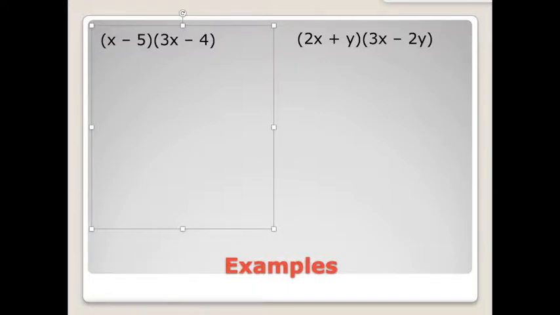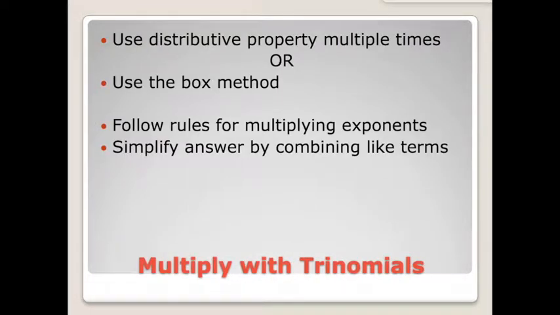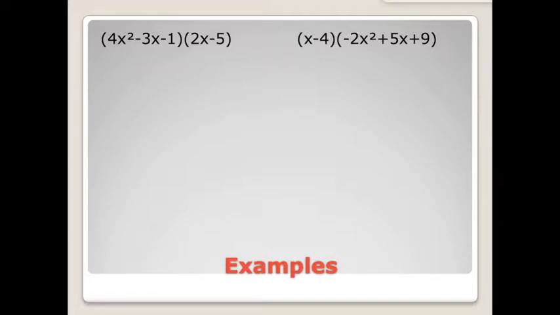Okay, and let's look at our next one. If we are multiplying with trinomials, we are going to use the distributive property multiple times, or use the box method. Follow rules of multiplying exponents. Simplify answer by combining like terms. Okay, some examples. So we are going to distribute each term inside the parentheses to the terms in the other parentheses. So we're going to distribute this trinomial to this binomial.